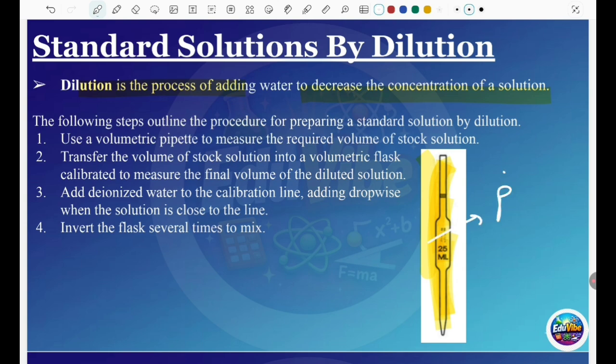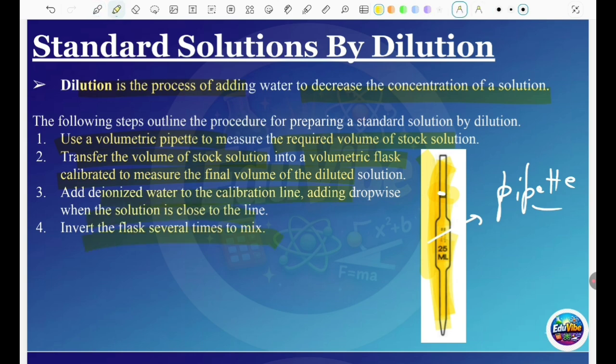This is one of the pipettes, and it is very important to use it in your lab. Use a volumetric pipette to measure the required volume of the stock solution. Transfer that volume of stock solution into a volumetric flask and add water up to the calibration line to reach the final volume of the solution. With the pipette you can get some solution up to this line, and after that you have to transfer it into another flask, and again add ice water till the calibration line, adding drop by drop as you get close to the line.